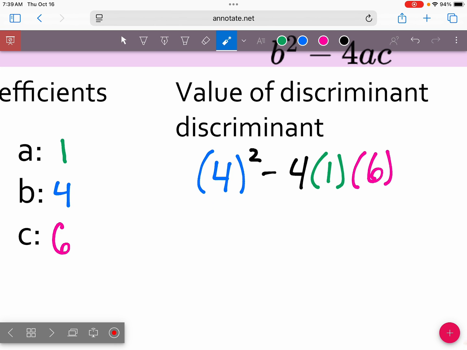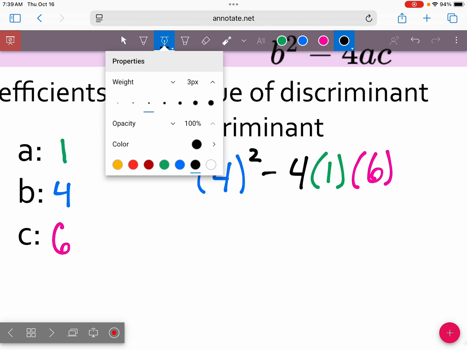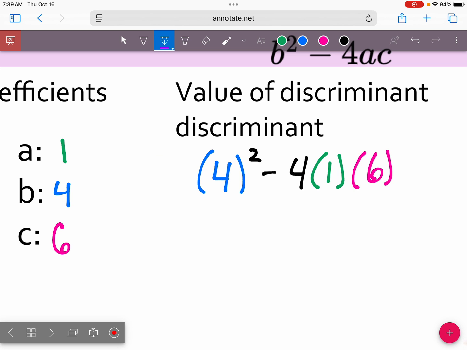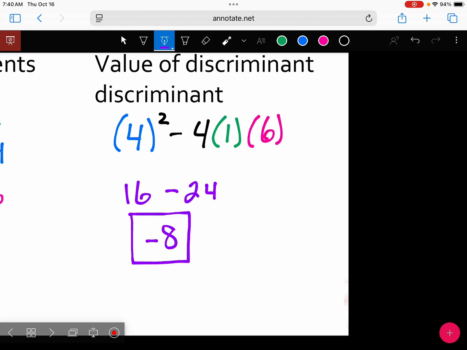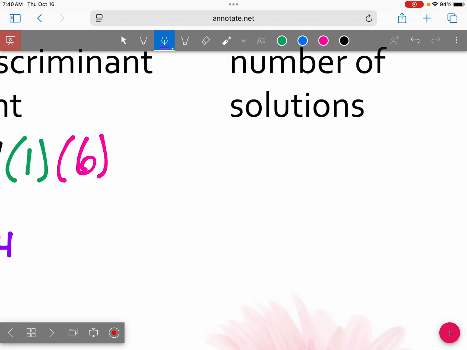And you can do that in pieces. 4 squared, we know that's 16. 4 times 6, that's 24. So this is the same thing as 16 minus 24. And that's going to give us a negative 8. So the value of our discriminant is negative 8. Which means what kind of solutions are we going to have? 2 imaginary roots. If we get a negative number, we are going to have 2 imaginary roots.